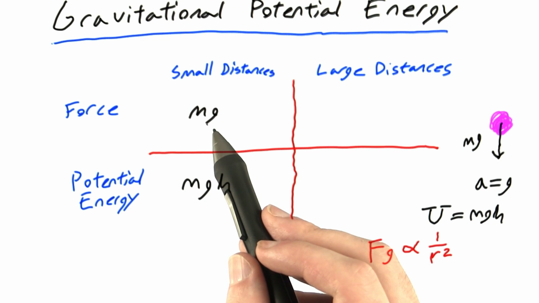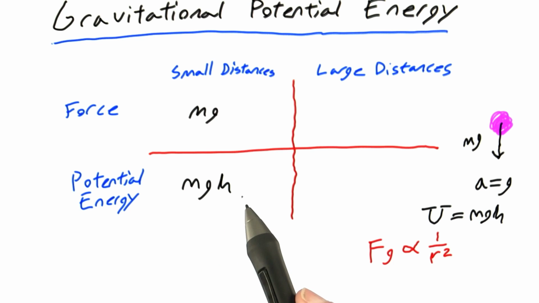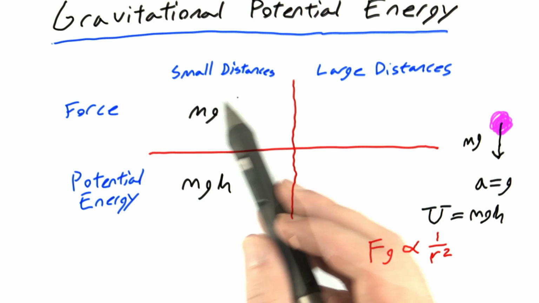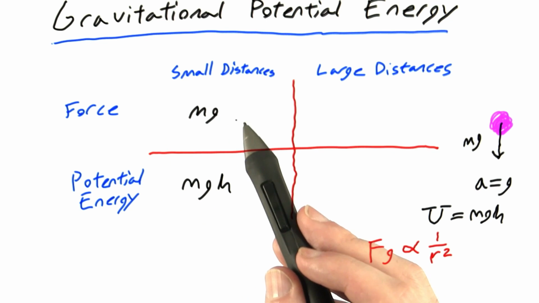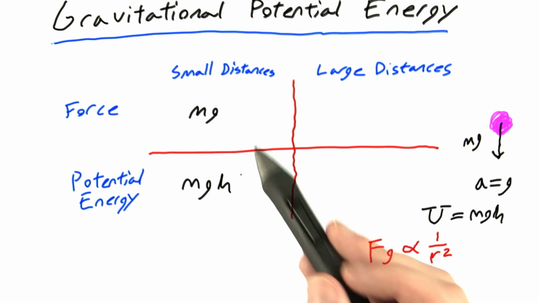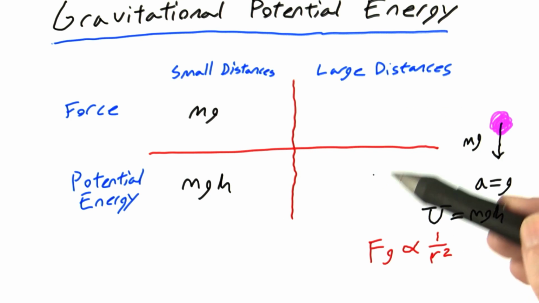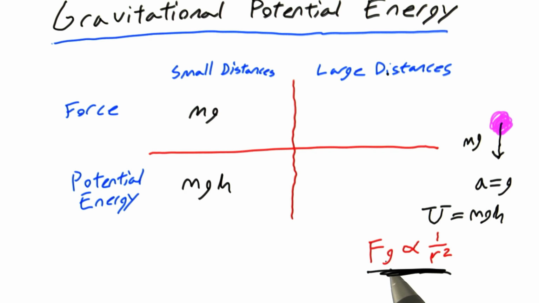So describing the gravitational force as mg and the gravitational potential energy as mgh works great over small distances, especially if we're near the surface of the Earth. But as we change our distance away from the center of the Earth, g is no longer constant, and these equations no longer become as accurate. So to figure out an equation for force and potential energy that works at all distances, let's start by looking at this relationship we found here, that the force of gravity is proportional to 1 over the distance away from the center of the Earth squared.